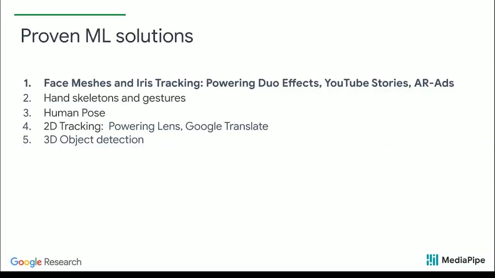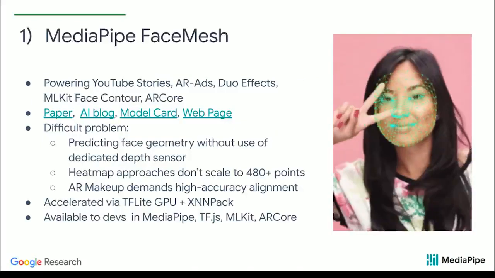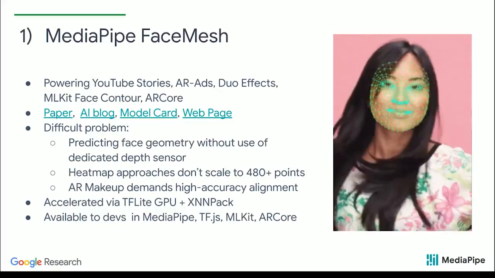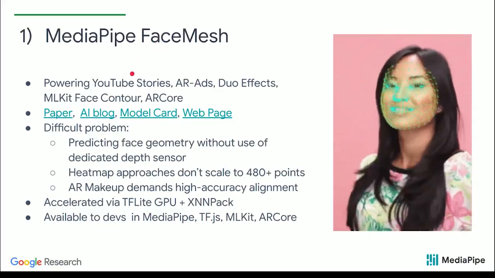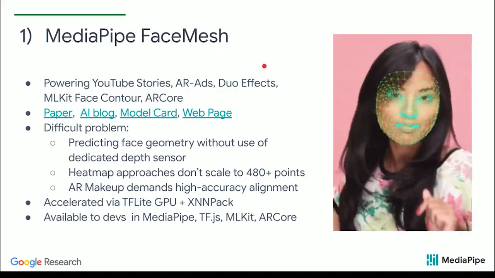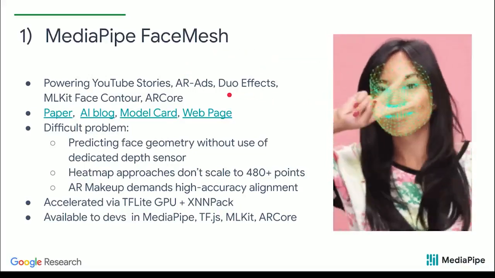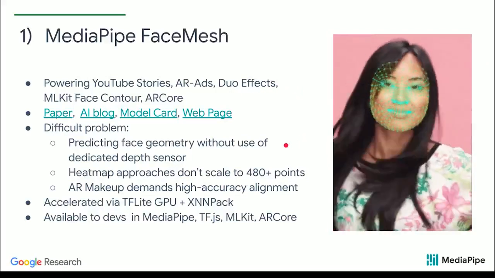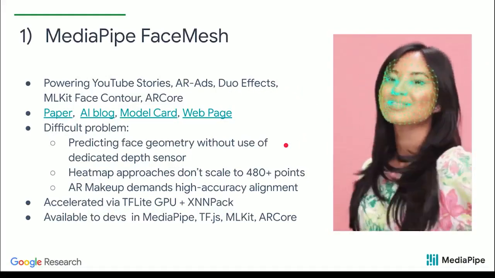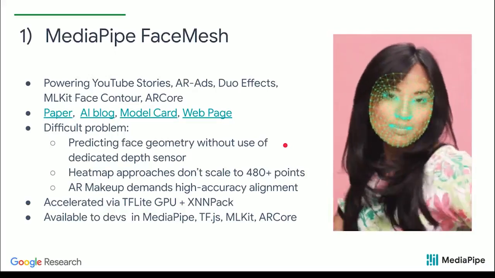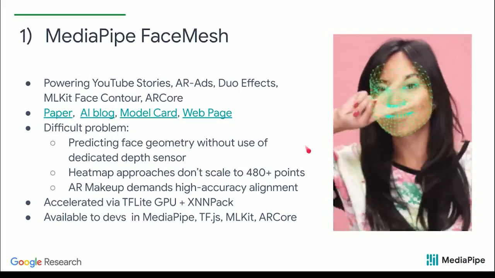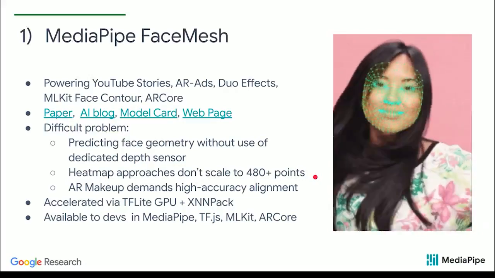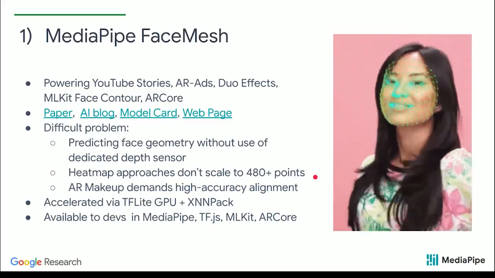Let's start with our first ML solution, face meshes. MediaPipe FaceMesh is Google's mobile face mesh, driving important first-party applications like YouTube Stories, AR Ads, and Google Duo, as well as third-party developer APIs like MLKit and AR Core. Estimating the high-fidelity human face geometry without dedicated hardware like a depth sensor is an inherently difficult problem. And because of the sheer amount of points that we're estimating, over 480, classical approaches like heat maps just don't scale to so many output layers.